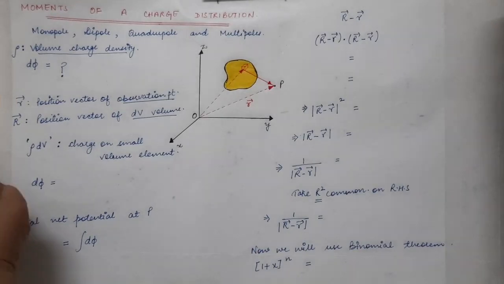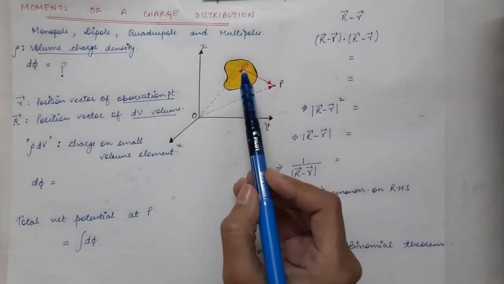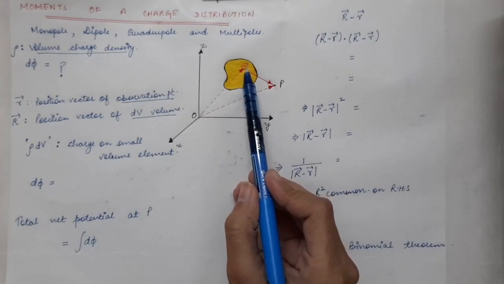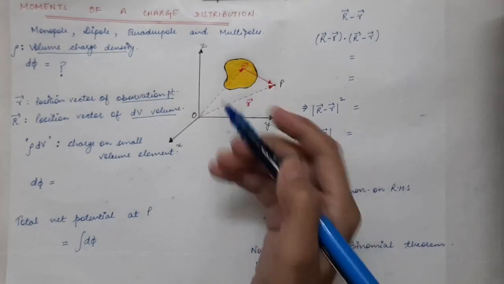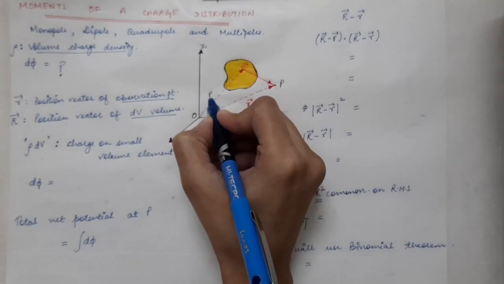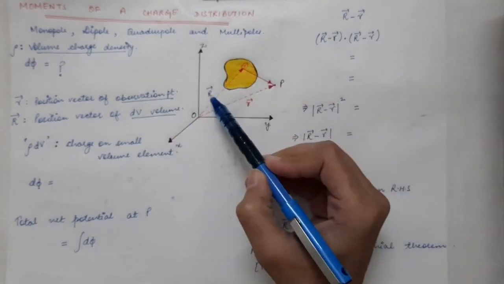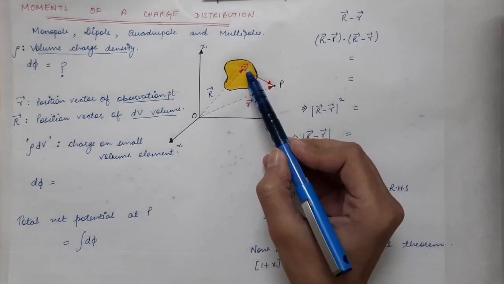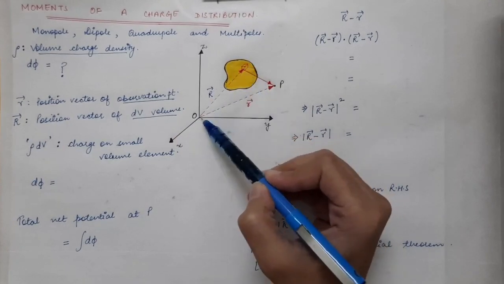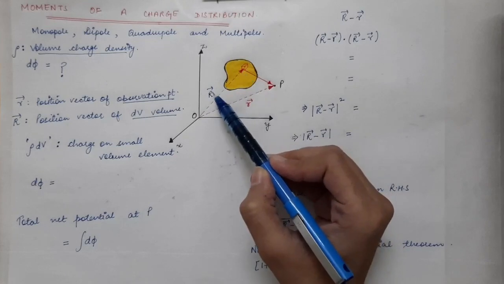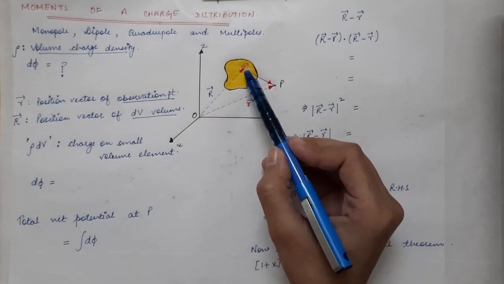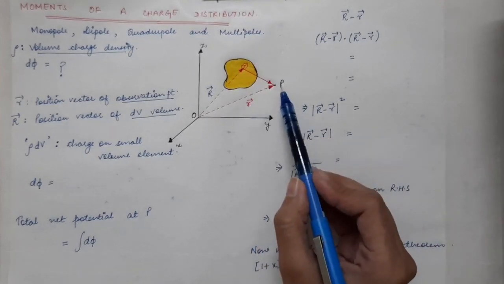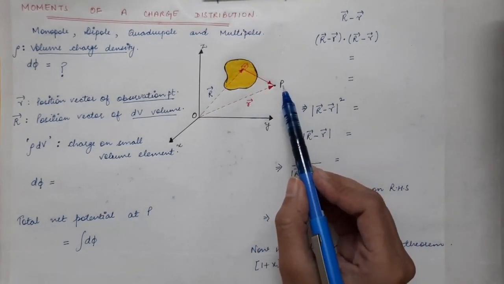So here I have drawn a small volume element, and the position vector of this small volume element, let's say, is given by capital R vector. So capital R vector is the position vector of the small volume element which we have taken, and small r vector is the position vector of the observation point.